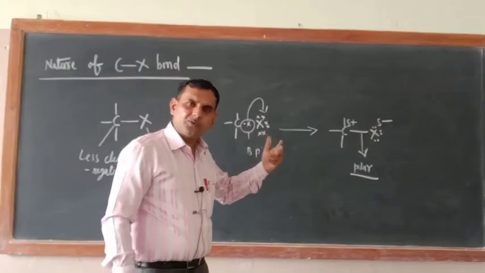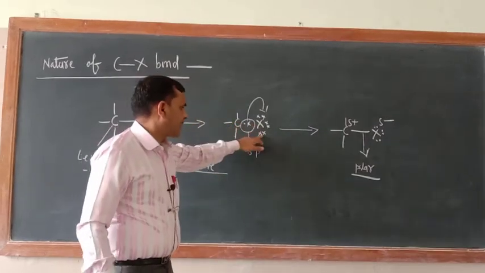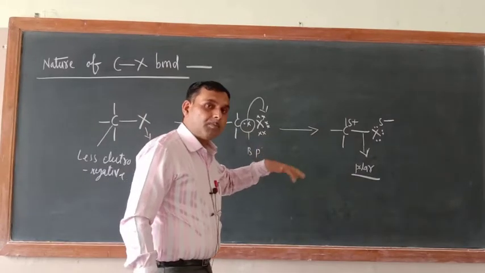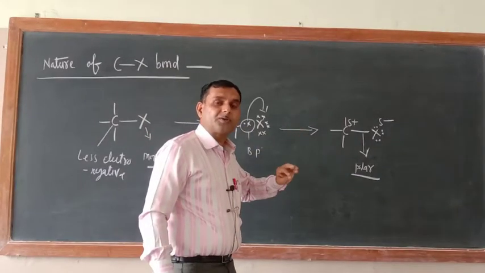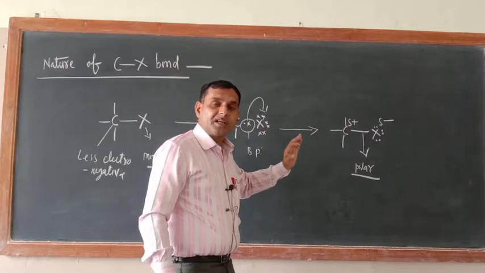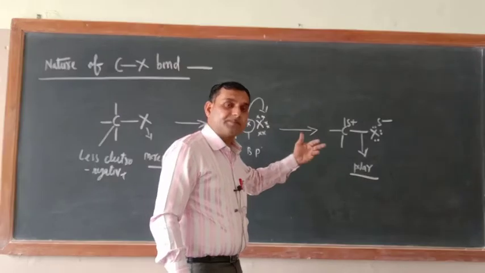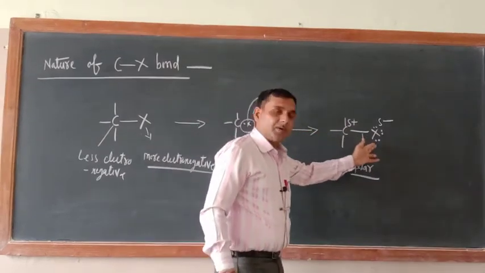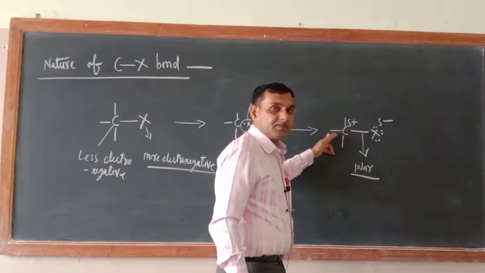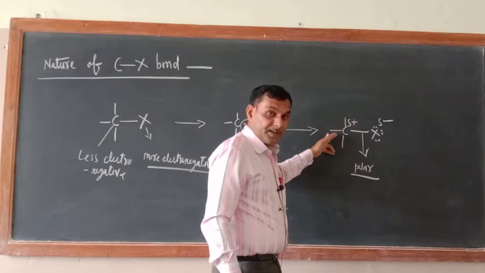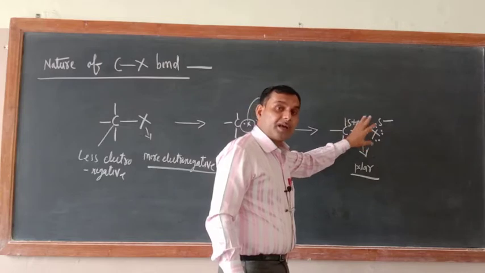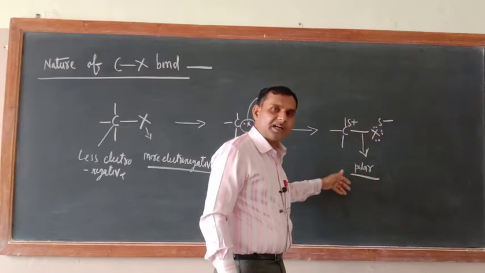The atom which is more electronegative, the bond pair electron will be shifted towards that side. According to the rule of covalent bonds, the bond pair should lie exactly in between the bonded atoms. But here, due to the difference in electronegativity, it is shifted towards the more electronegative atom. So now it is rich in electrons, that is why it is slightly negative. And this is now deficient in electrons, that is why slightly positive. So the creation of positive and negative charge in a covalent bond, that is only polarity.